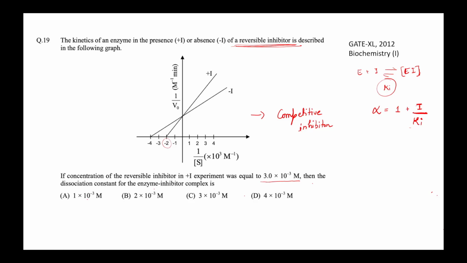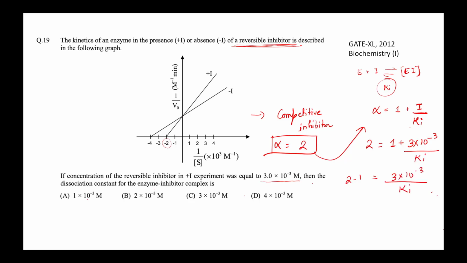I hope you got it. So the alpha value we are getting is 2, and we will put it here. The concentration given to us is 10 into 10 to the power minus 3 molar. There will be 3 into 10 to the power minus something, and this will be our dissociation constant. If we see the options, option C is the correct option. So the dissociation constant for the enzyme-inhibitor complex is this. This would be the correct option.